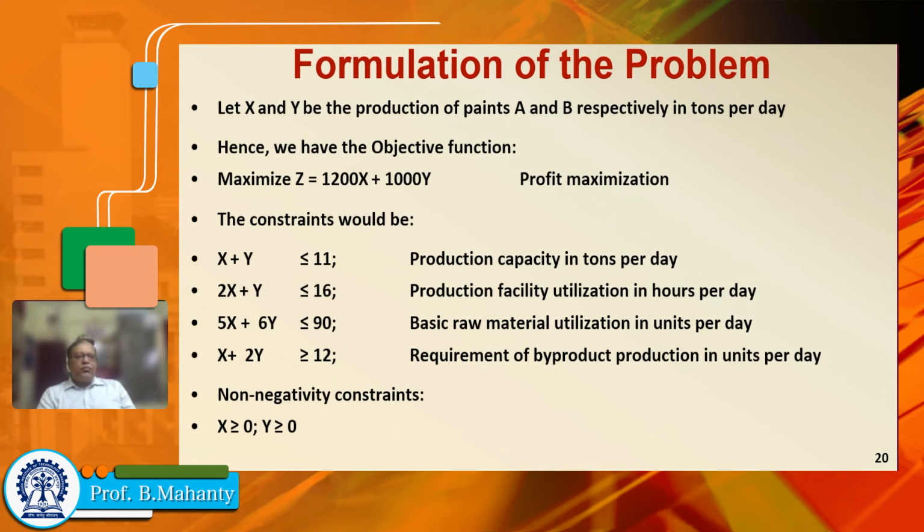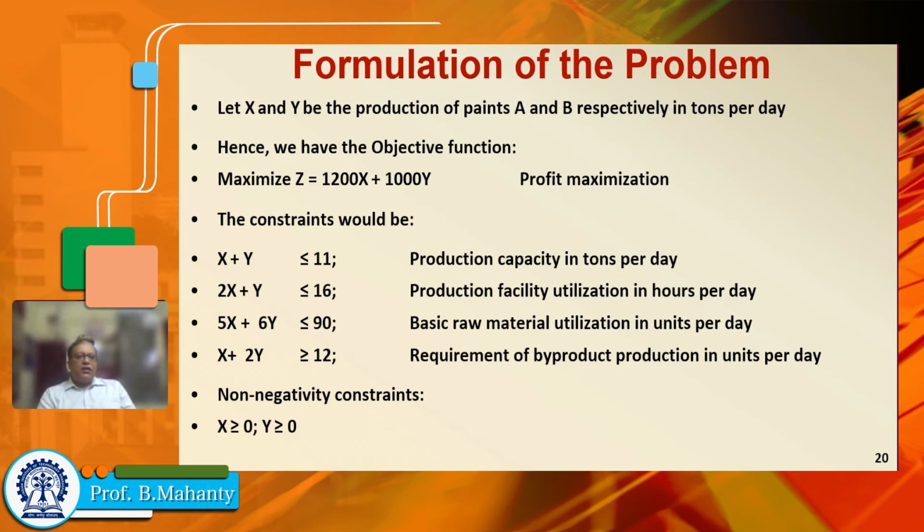Once again, let us review. Let X and Y be the production of paints A and B respectively in tons per day. Hence, we have the objective function maximize Z equal to 1200 X plus 1000 Y. So it's very straightforward because of profit maximization. The first constraint is X plus Y less than or equal to 11. This is the production capacity in tons per day. The second one is 2X plus Y less than or equal to 16, the production facility utilization in hours per day. The third one is 5X plus 6Y less than or equal to 90, the basic raw material utilization in units per day.